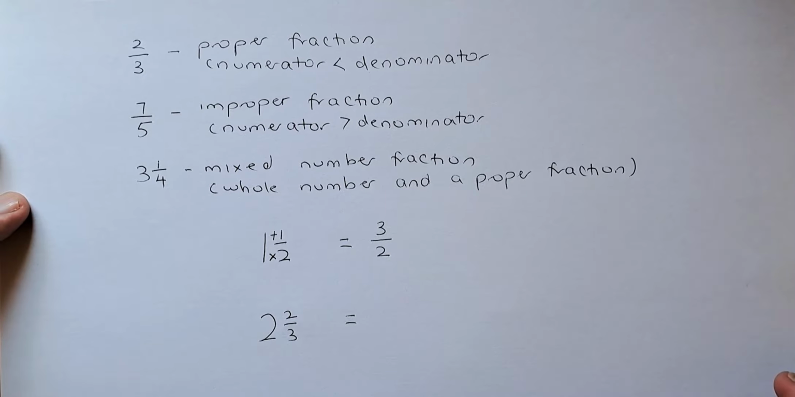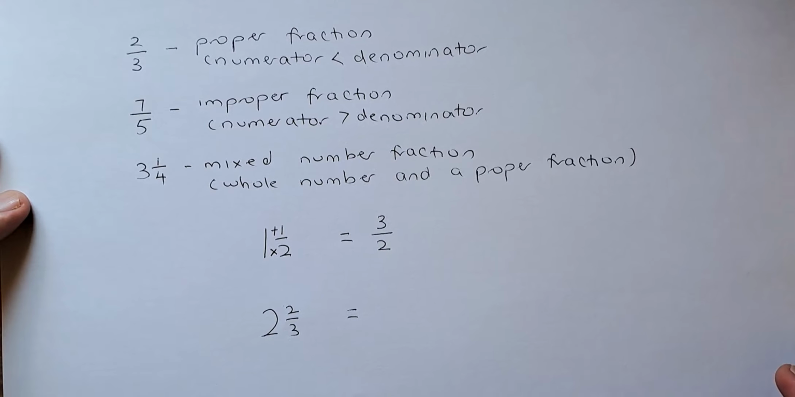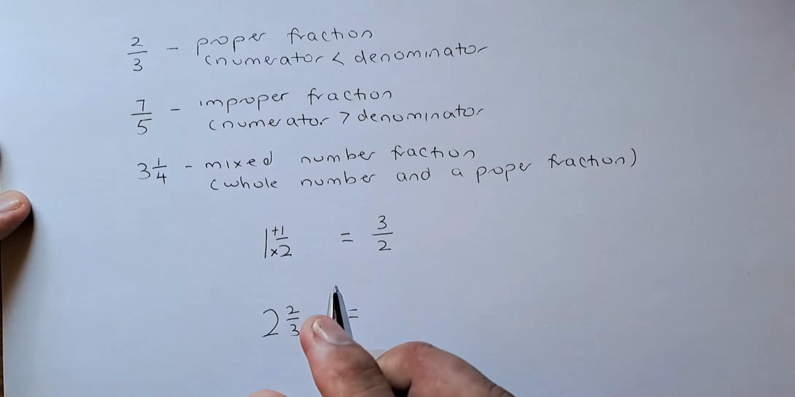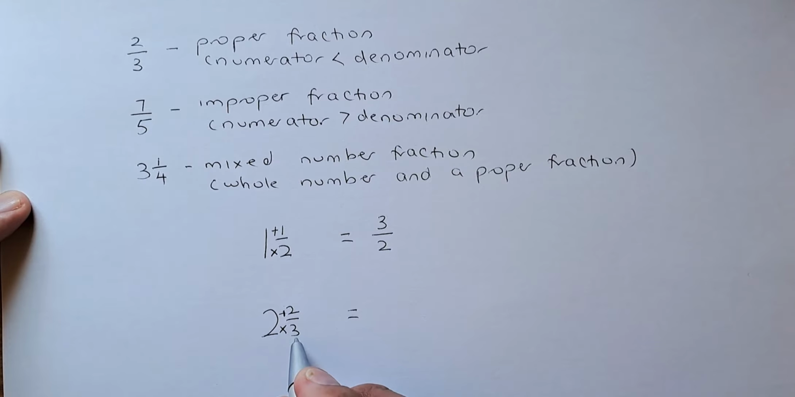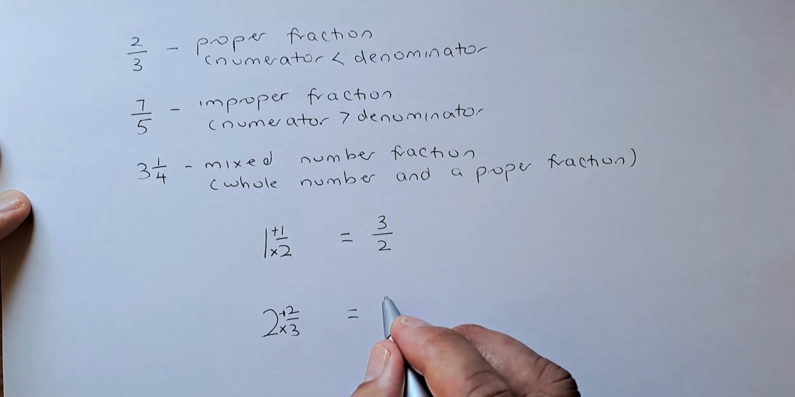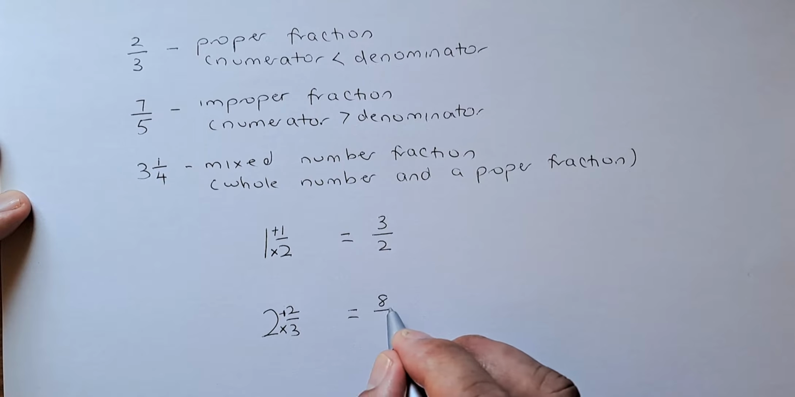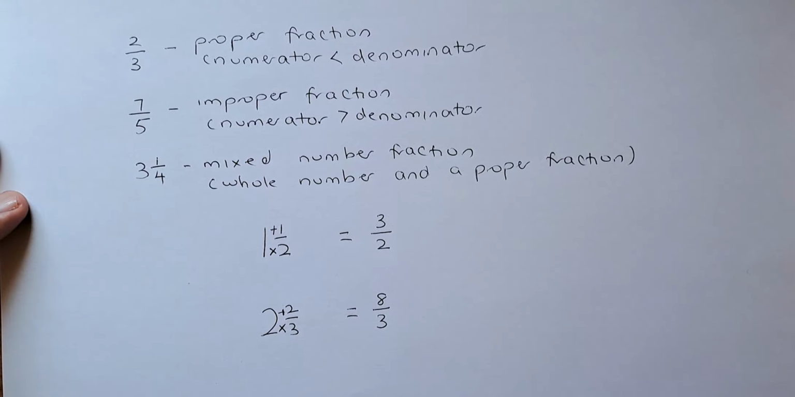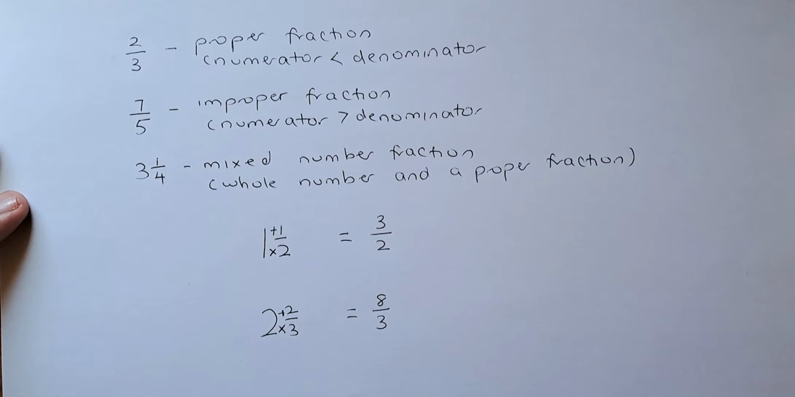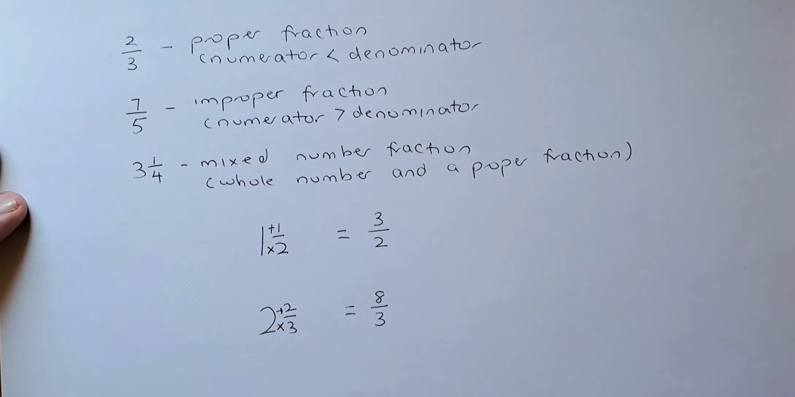Now we look at the second example, 2 2/3. You have the whole number, you multiply by the denominator and you add the numerator. So it's 2 times 3, which is 6, plus 2, so the numerator is going to be 8 and the denominator remains as 3. That is how you convert a mixed number to an improper fraction, and it's very essential in all the addition, subtraction, multiplication, and division of mixed number fractions. So we shall look at some examples now.